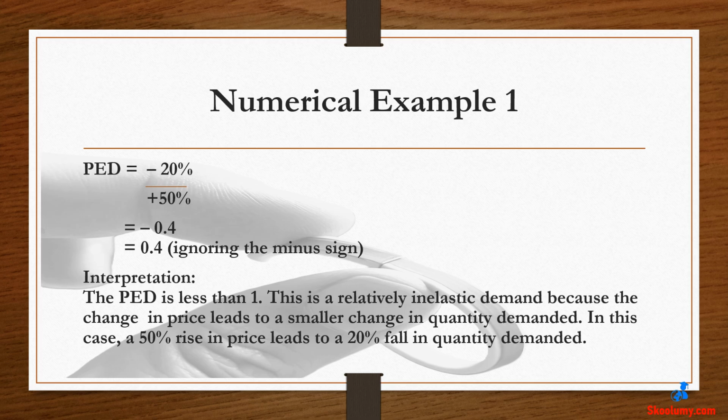The PED of 0.4 is less than 1. This is known as relatively or fairly inelastic demand. It means that a price change, a 50% increase, leads to a smaller change in quantity demanded, a 20% fall. In other words, the quantity demanded does not respond much to a change in price.